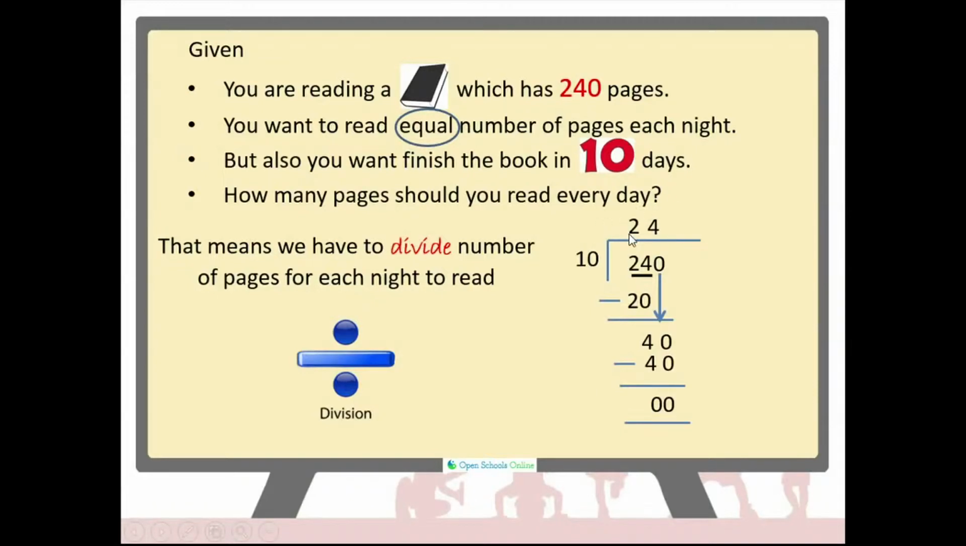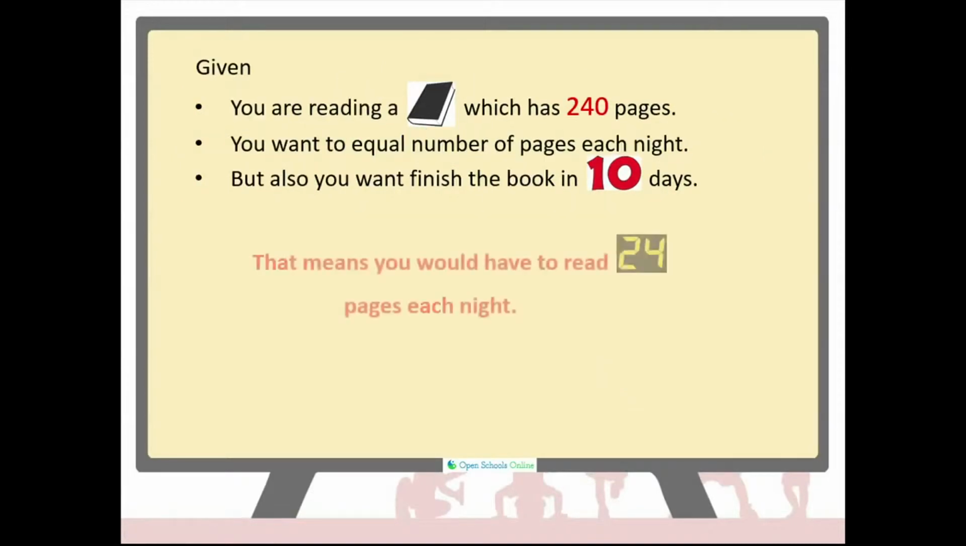The answer to the question, how many pages should we read every day, would be 24. Remember that we had said that what we write above the dividend would be our answer, and here we have written 24. So 24 is our answer. That means you have to read 24 pages each night. Another point that you should remember is that if you had some remainder left after dividing each digit, then you should also include the remainder in your answer.